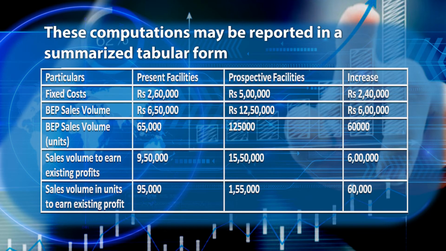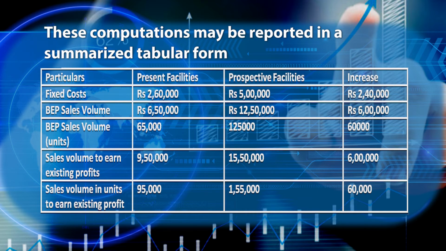These computations may be reported in a summarized tabular form. Fixed cost for present facilities is rupees 2,60,000 and for prospective facilities it is rupees 5 lakhs. This shows an increase of rupees 2,40,000. BEP sales volume is rupees 6,50,000 for present facilities and rupees 12,50,000 for prospective facilities. This shows an increase of rupees 6 lakhs.